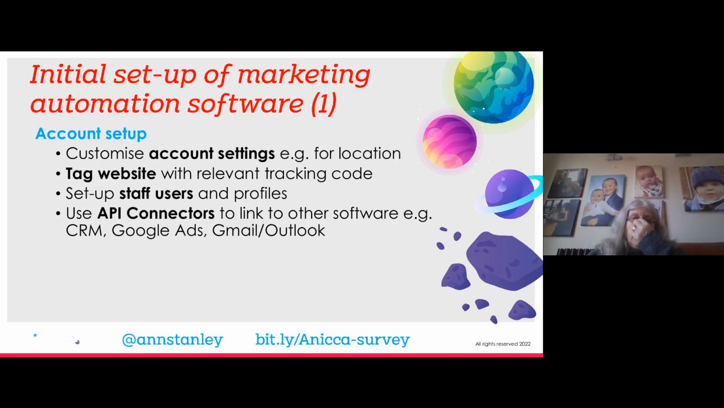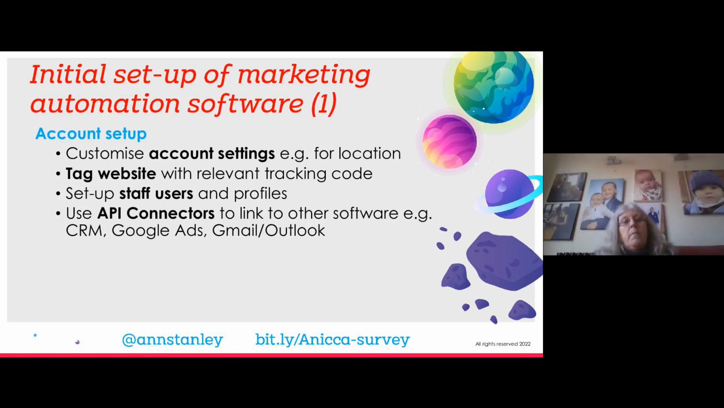And so what we tend to do to start with is we get the account set up. So first of all, you've got to customize settings. Most software is American, so you want to localize it for the UK or whatever country you're in. You need to tag the website with relevant tracking codes. You also need to make sure that your email is coming through directly from yourselves. You have to work with your developer on tagging the website, or if you're using Tag Manager, but you also might need to work with your developer just to make sure that it's all tracking correctly.